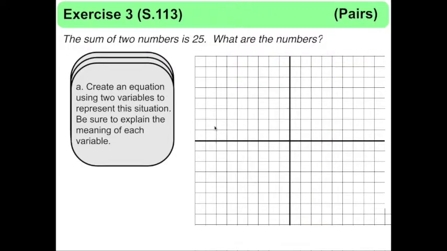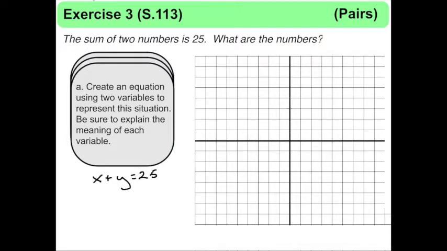3, the sum of two numbers is 25, what are the numbers? So in this one, the question says to create an equation using two variables to represent this situation. Be sure to explain the meaning of each particular variable. So typically the one that students are going to come up with is they're going to say x plus y equals 25, to represent any sum of two numbers is 25.